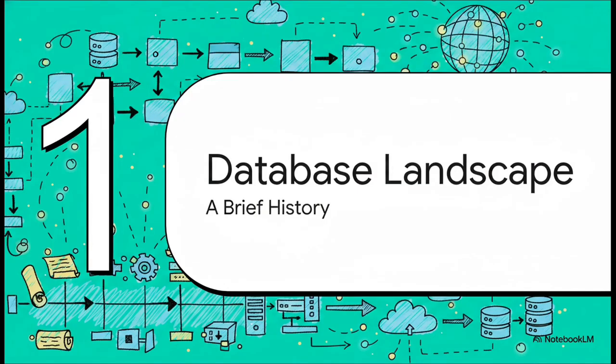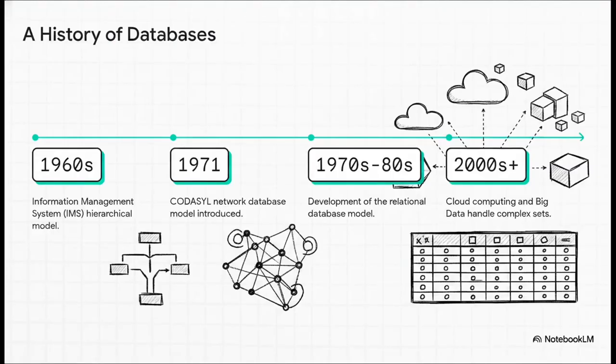Okay, Section 1, the database landscape. Let's take a quick look at where we came from. Our industry has moved incredibly fast, right? Back in the 1960s, data was structured in these highly rigid, tree-like hierarchical models. By 1971, the network model came along and gave us a bit more flexibility. But the real game changer? That happened in the 70s and 80s with the relational model. That's the tabular, highly organized structure we still primarily use.